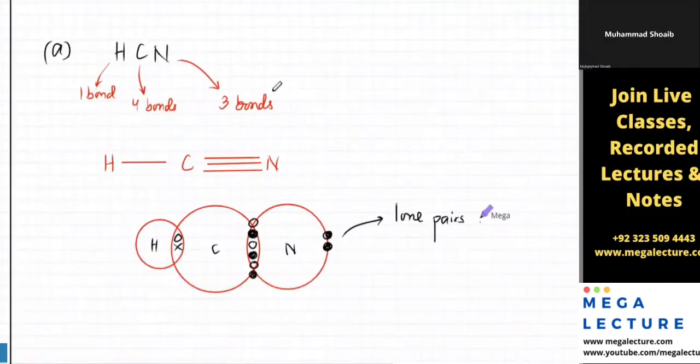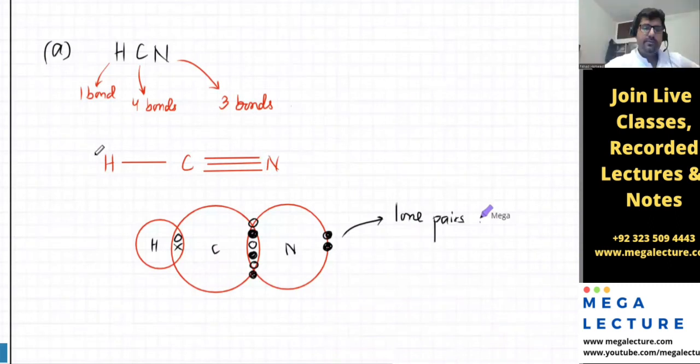I figured out the number of bonds. I was able to draw the structural formula because I knew that carbon makes 4 bonds, hydrogen makes 1 bond, so 1 bond with this, and the rest of the 3 bonds with nitrogen over here.